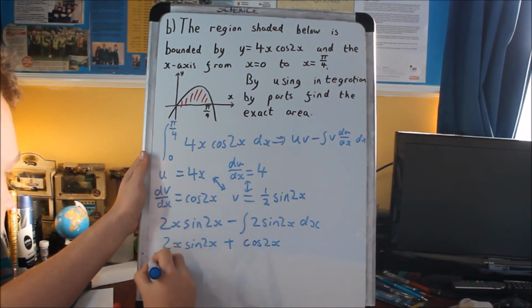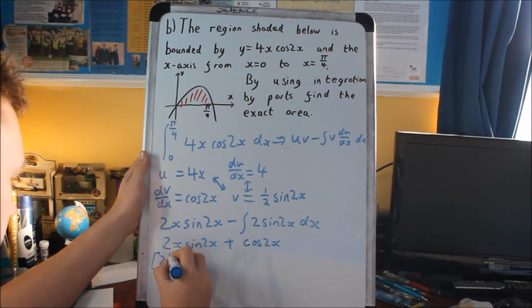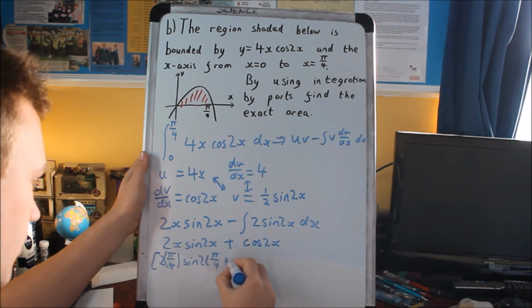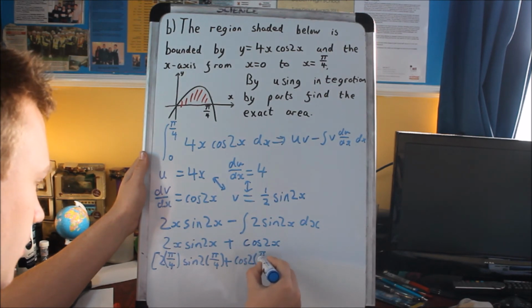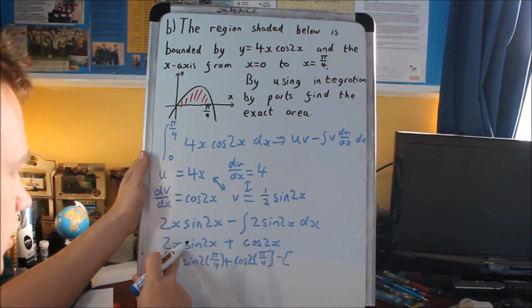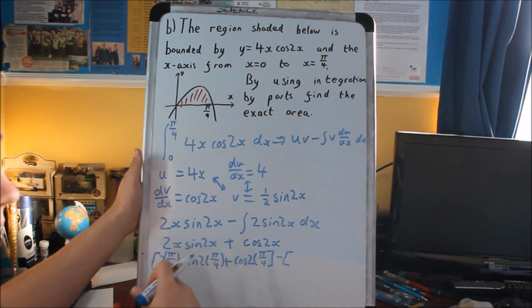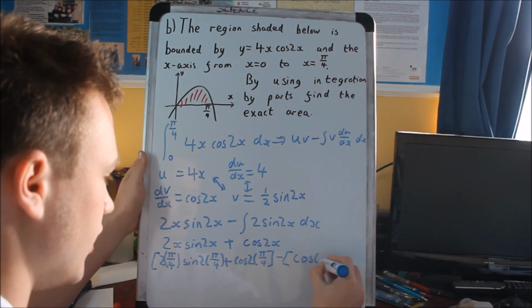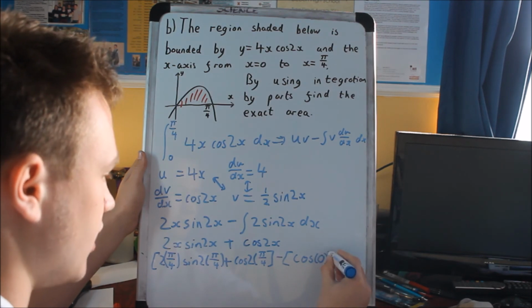Now we do what we always do with integration. We put in our 2 values, so we have 2 lots of, firstly, all the x's are changed with pi by 4, sine 2 lots of pi by 4, plus cos 2 lots of pi by 4. Minus, and then all the x's are changed with 0. So if this is 0, 2 times 0 is 0, so it doesn't matter what sign comes to, it comes to 0. So on this side I've just got cos, and 2 times 0 is going to be 0 anyway, so I'll just go ahead and put that in.